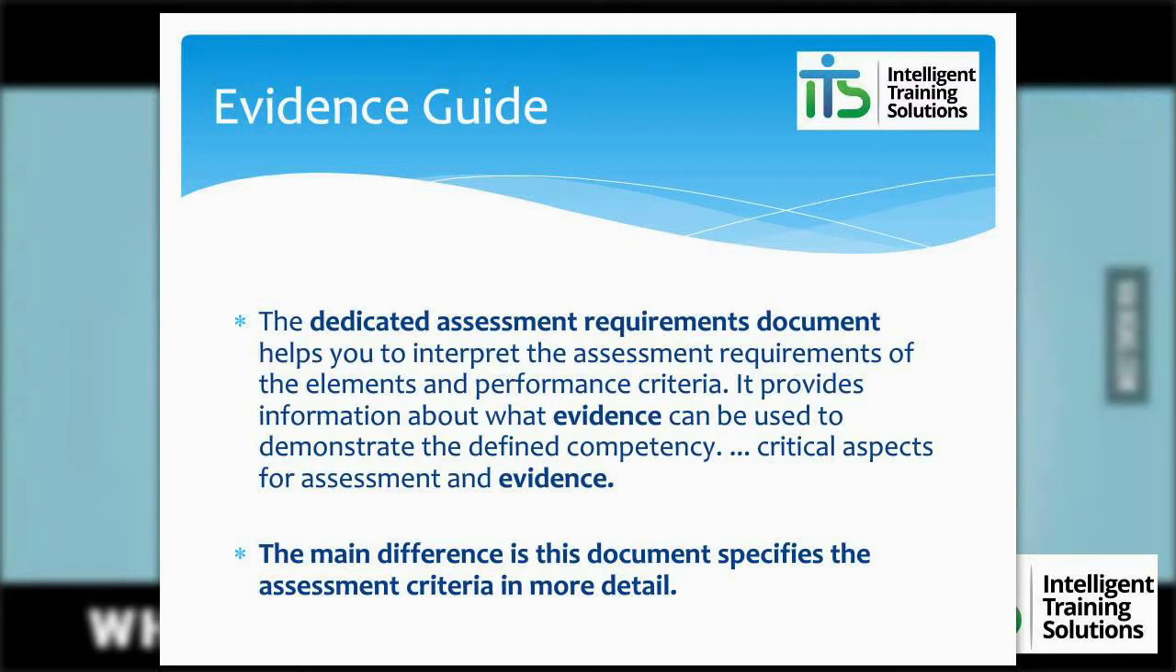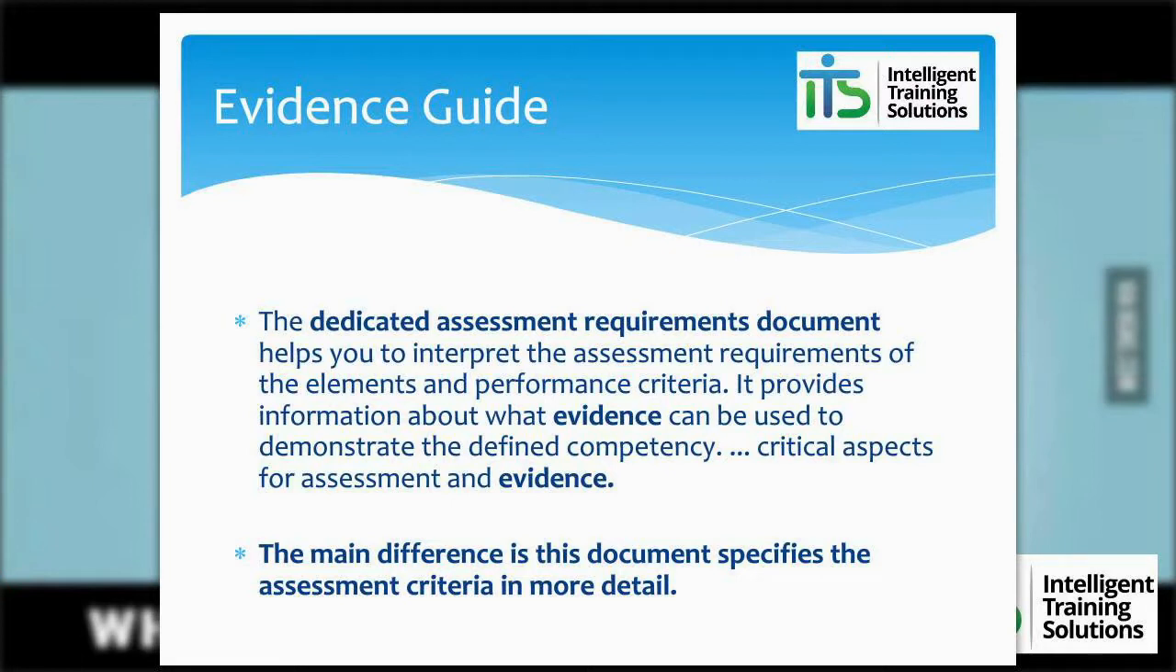And what it's done is, as I said, the dedicated assessment requirements document helps you to interpret the assessment requirements of the elements of performance criteria. It provides information about what evidence can be used to demonstrate the defined competency, critical aspects, and for assessment and evidence. And the main difference is that the document will now specify the assessment criteria in more detail. So all they've done is, with these new units, they said, yep, we'll still leave the elements of performance criteria here, but the dedicated assessment requirements is now going to get its own document so we can explore everything that's required in that area in a little bit more detail.